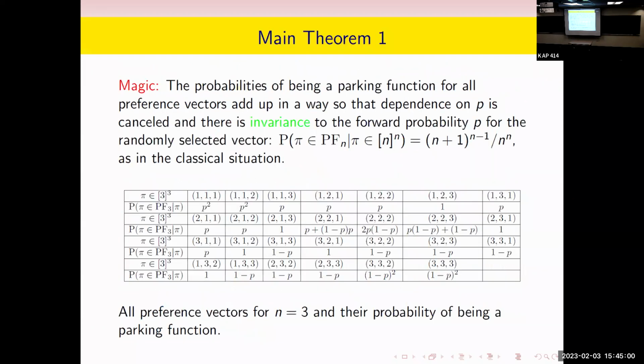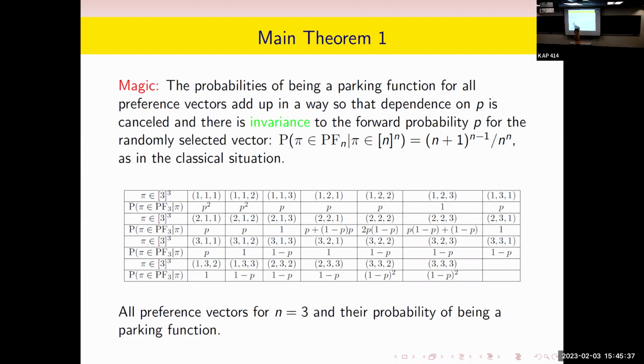The main theorem one in our paper is this result. It turns out that, independent of p, the total probability of something being a parking function is still given by this. For p equals 1, we saw earlier that the total number of parking functions is (n+1)^(n-1), and there are n^n possible preference sequences, so the total probability is that. And for different p, it's actually the same. So it's kind of magical.